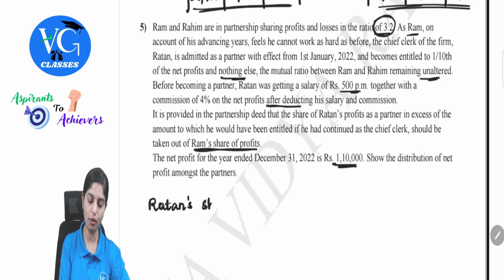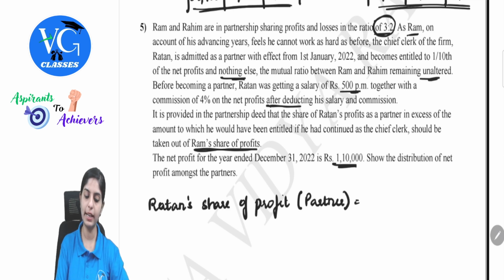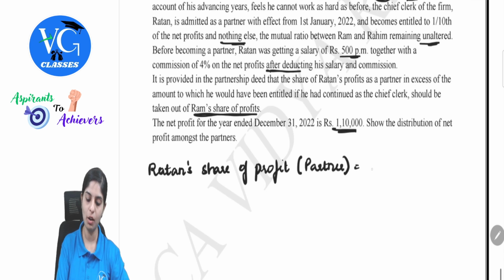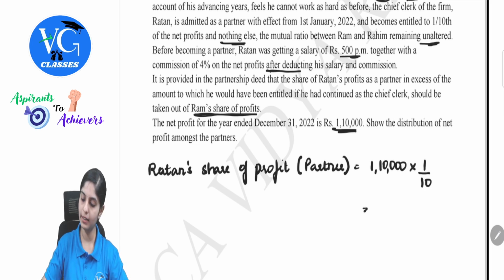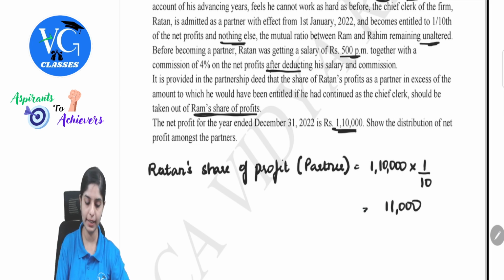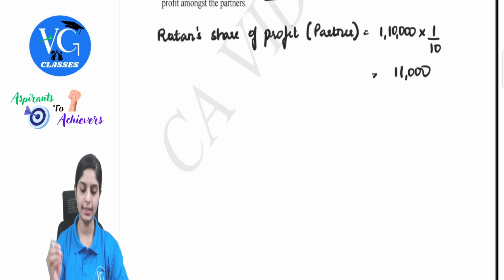Ratan's share of profit. So this is available only if he is acting in the capacity of partner. So he is entitled to 1/10 of the net profit and nothing else. What is the net profit given? 1,10,000. So 1/10 would be 1,10,000 divided by 10. So this is 11,000. Correct? Next. Yes. So we have calculated Ratan's share of profit in the course of partner.